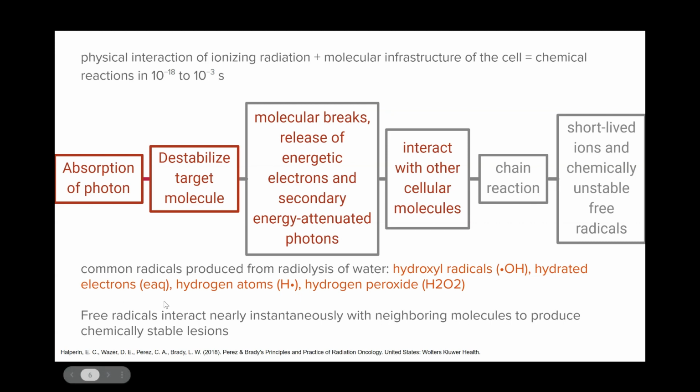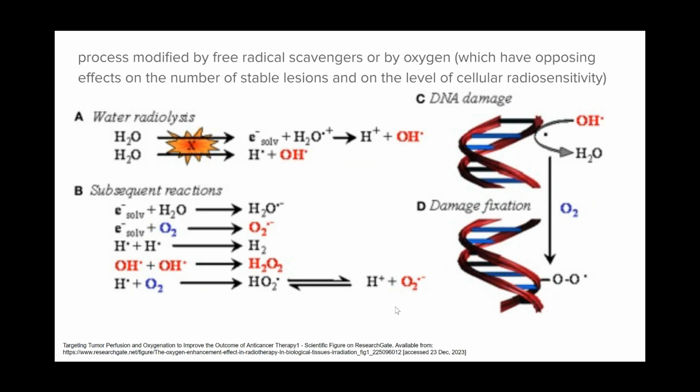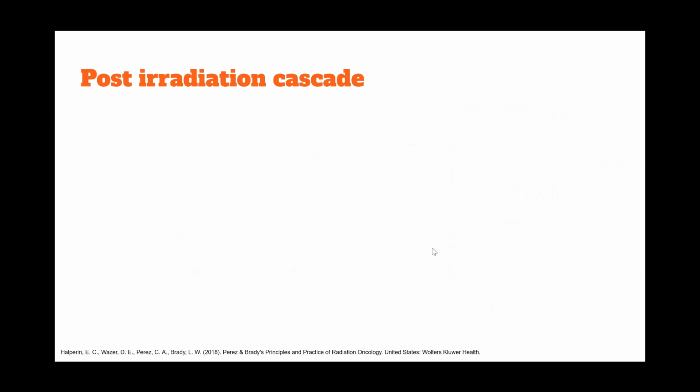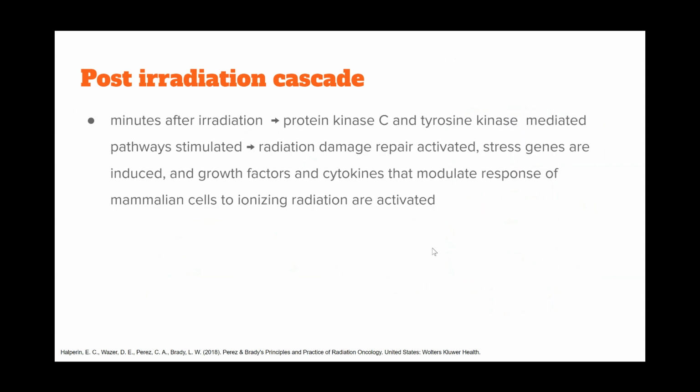Then these free radicals interact with other neighboring molecules and produce chemically stable lesions. So there is the production by radiolysis of water, and in the subsequent reactions, a lot of free radicals are produced which lead to this DNA damage, and this DNA damage is fixed in the presence of oxygen. So free radical scavengers and oxygen are very important to fix this damage. Now all the damage has been done. What's the cascade now? So this has happened in seconds.